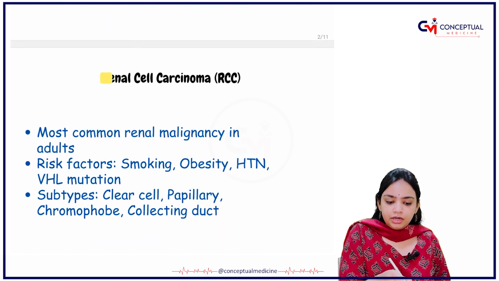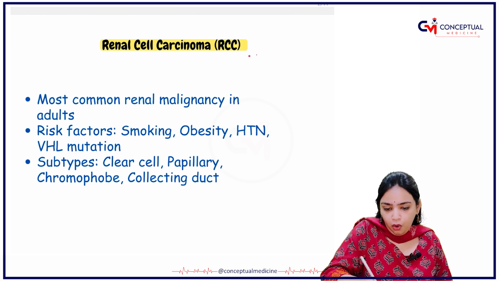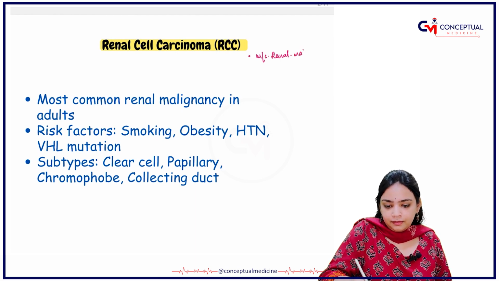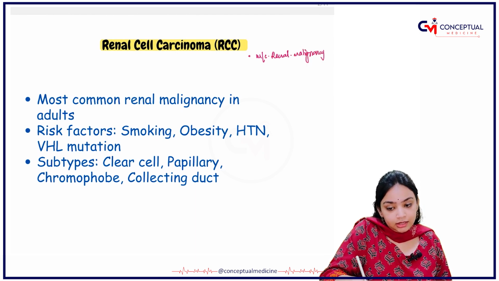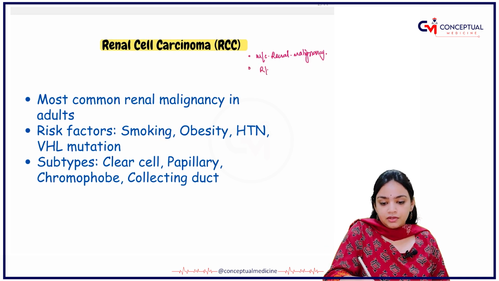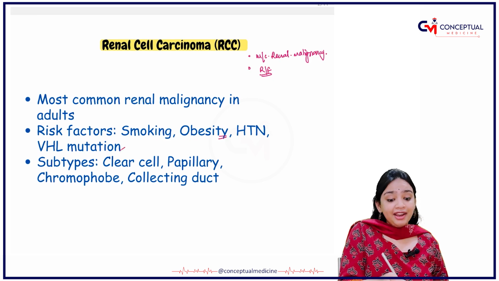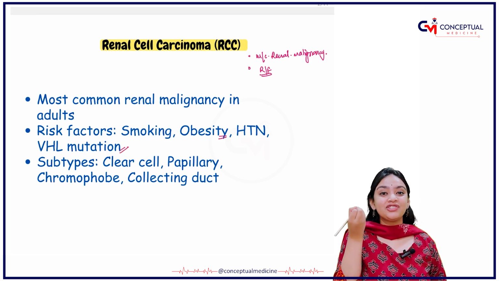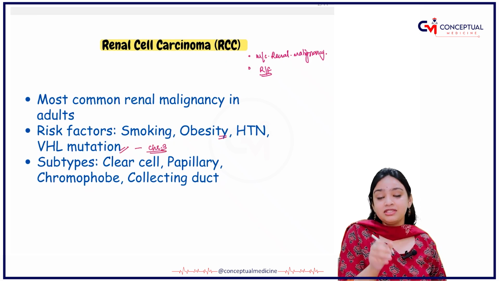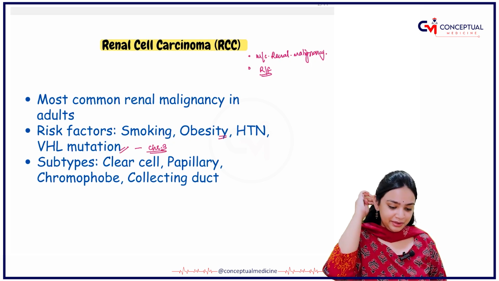Let's talk about the renal cell carcinoma. Renal cell carcinoma is the most common renal malignancy. The things that I am writing now are your key words. Then you need to know the risk factors. It is associated with smoking, hypertension and obesity. And one more thing, a very famous VHL mutation. VHL is found in chromosome number 3 because VHL has 3 alphabets and it is found in chromosome number 3. So this you need to remember.